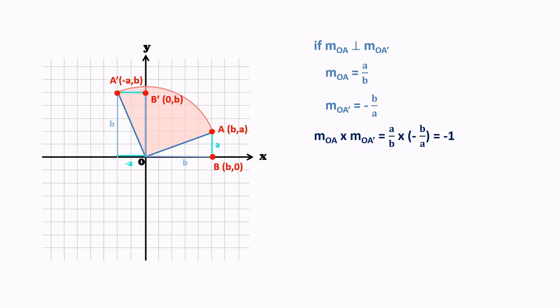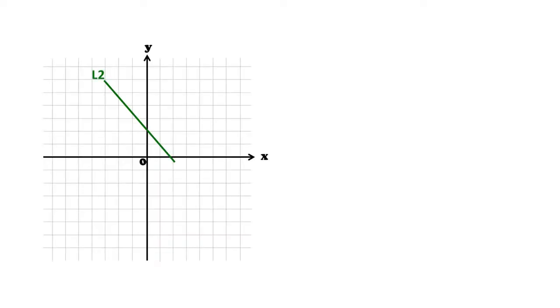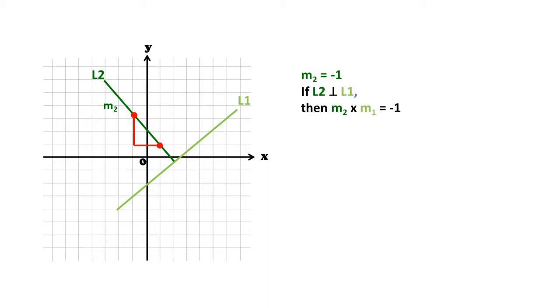The converse applies. If the product of slopes of two lines is negative 1, we can tell that the two lines are perpendicular. Let's refer to this figure. The slope of L2 is determined using 2 points lying on L2 with the slope formula. Here we get negative 1. Considering that L1 is perpendicular to L2, the slope of L1 multiplied by the slope of L2 equals negative 1. And hereby we get 1 as the slope of L1.